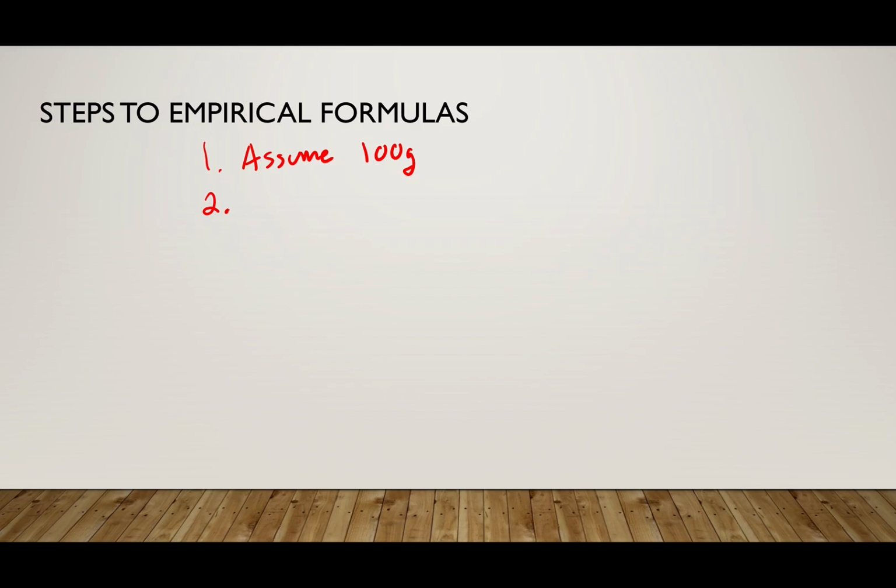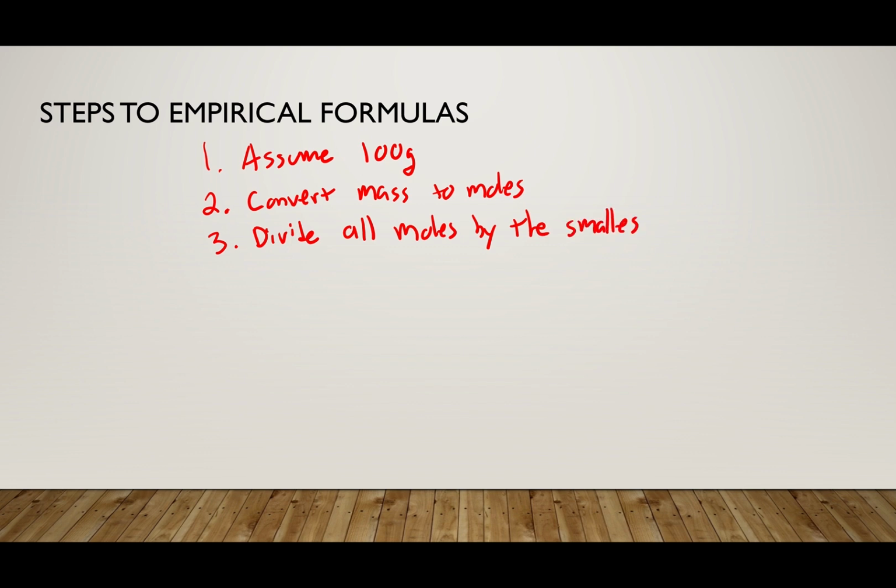By assuming we have 100 grams of the sample, we can now use this in order to find mass. Then, once we have mass, we can convert our mass into moles in order to begin our ratio or comparisons. So our second step is to convert mass to moles for each element in the problem. Once we have moles, we now have a way to find our ratios. Now, the smallest whole number ratio that there could be is a 1-to-1. So to ensure that we get the smallest value of our ratios to be a 1-to-1, we want to divide all of our moles by the smallest number of moles that we already have.